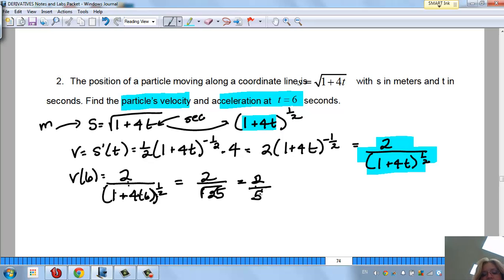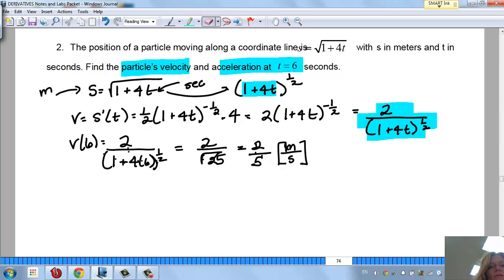My pen's writing weird, so I apologize for that. So that's 2 over 5, and then I have to do the units, so it's meters per second. Sorry it looks weird, but it's 2/5 meters per second.